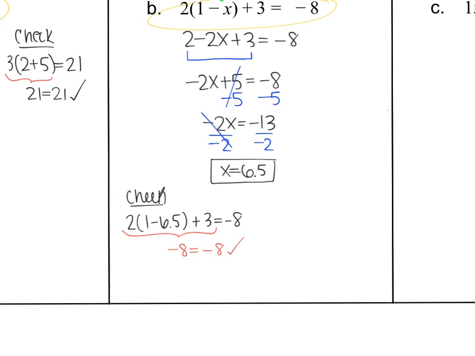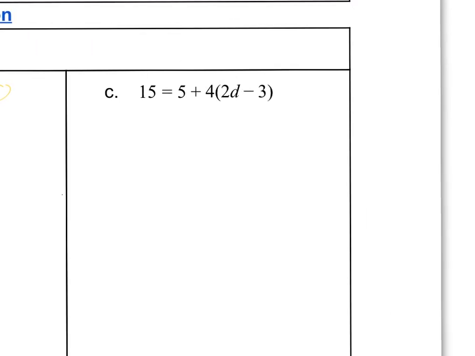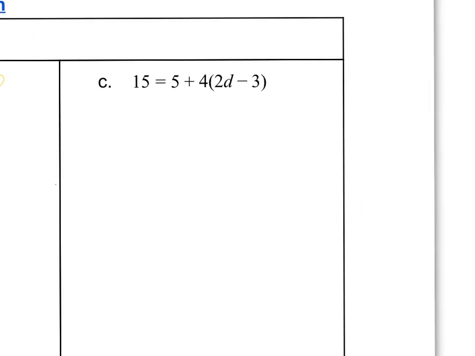Let's try one more of these. Again, I have parentheses, so again, I'm going to need to distribute. 4 times 2d, 4 times negative 3. The 5 stays on its own because it's not in the parentheses. 15 equals 5 plus, and I'll keep going. 4 times 2d would be 8d. 4 times negative 3 would be negative 12.